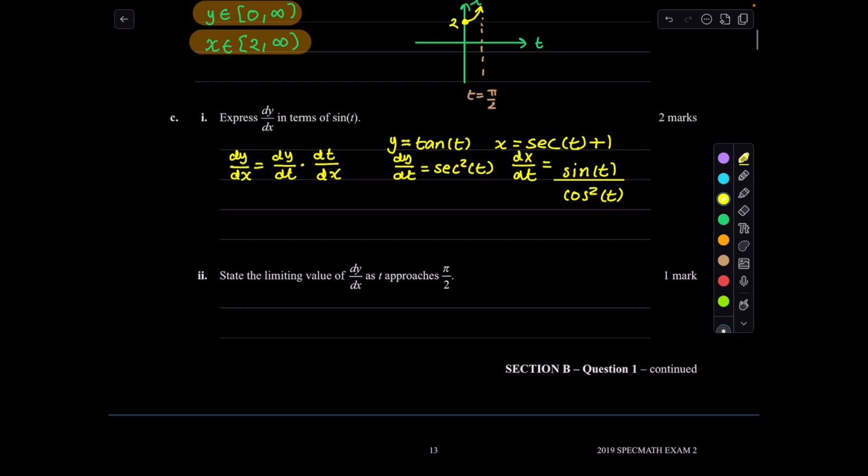So, putting it in our expression for dy dx, what's my dy dt? We know dy dt is secant squared t, which is just 1 over cos squared t, times dt dx, which is the reciprocal of this expression, which is cos squared t all divided by sine t. You can see that these cos squared t terms will cancel out, and you're just left with 1 over sine t. That's in terms of sine t. Yes, perfect. Really nice question there. It starts off really nice.